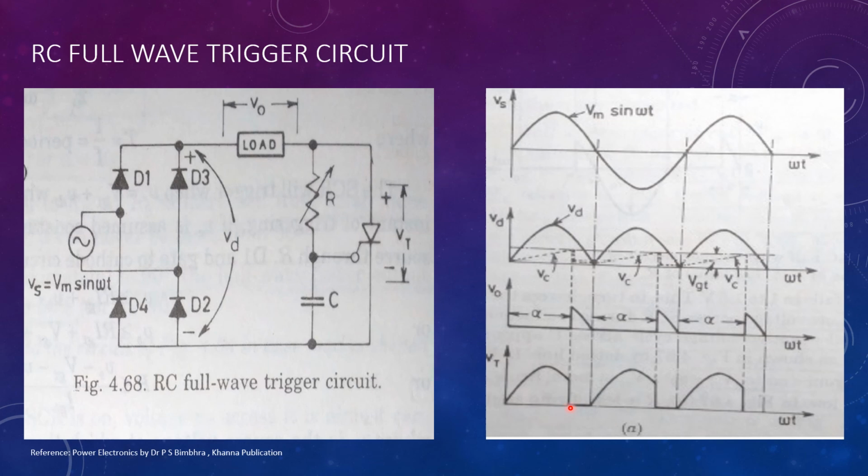Therefore, up to omega t equal to alpha, the thyristor acts like an open circuit because capacitor voltage is less than gate trigger voltage. Since the thyristor acts like an open circuit, the source voltage appears across the thyristor. At omega t equal to alpha, capacitor voltage equals gate trigger voltage and the thyristor acts like a closed switch. Voltage across a closed switch is 0, therefore thyristor voltage is 0. The cycle repeats after omega t equal to 180 degree.